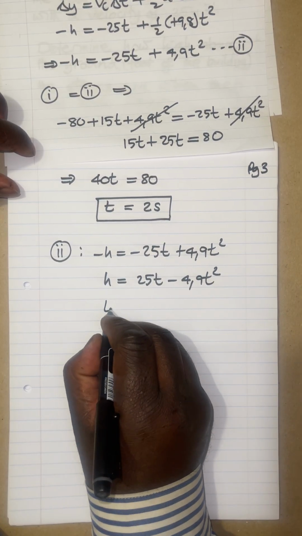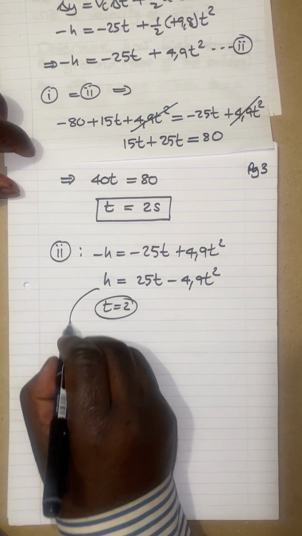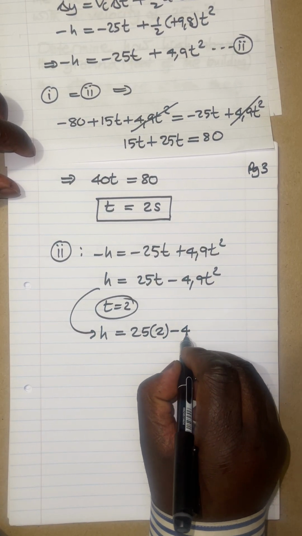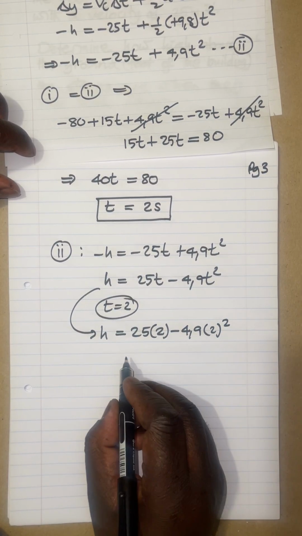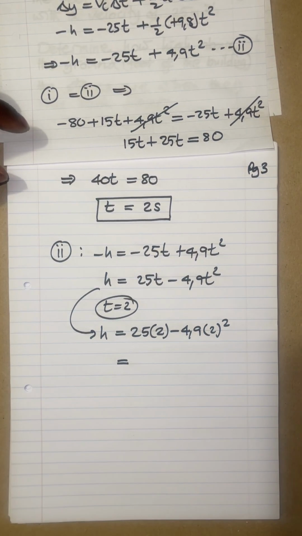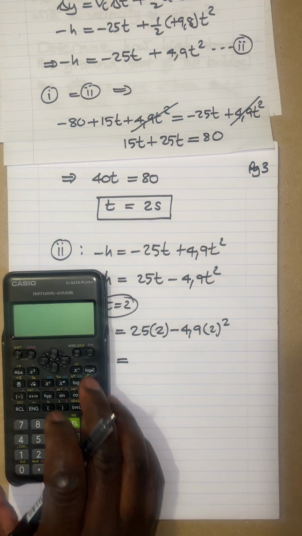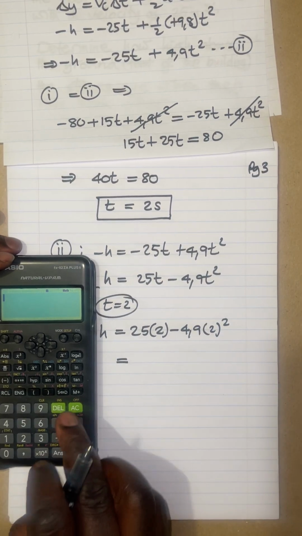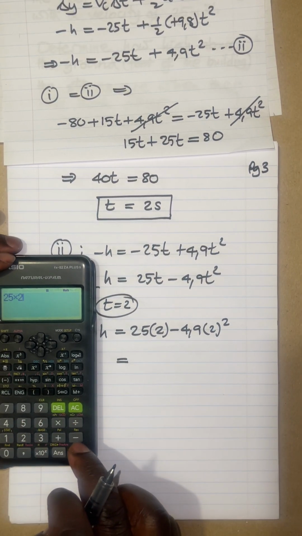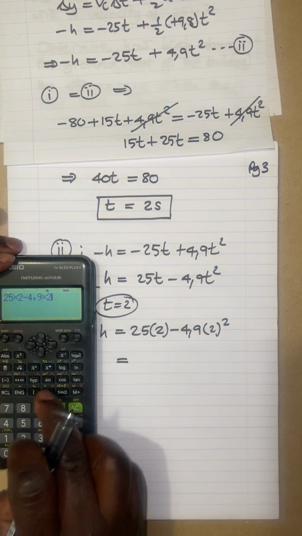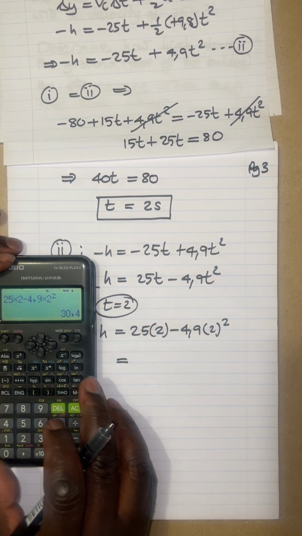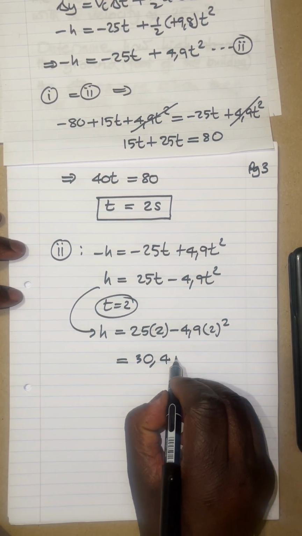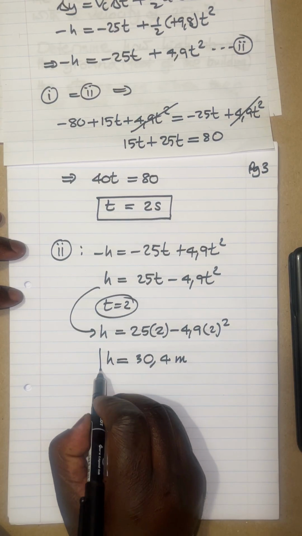Now we know t equals 2. That means h is going to be equal to 25 times 2 minus 4,9 times 2 squared. Punching this into a calculator, which I have here, this is going to be 50 minus 4,9 times 4. So that's basically 25 times 2. Let me just take it slowly. Minus 4,9 times 2 squared. My calculator says 30,4. There you have it. 30,4. And we're talking about meters. That's our h.